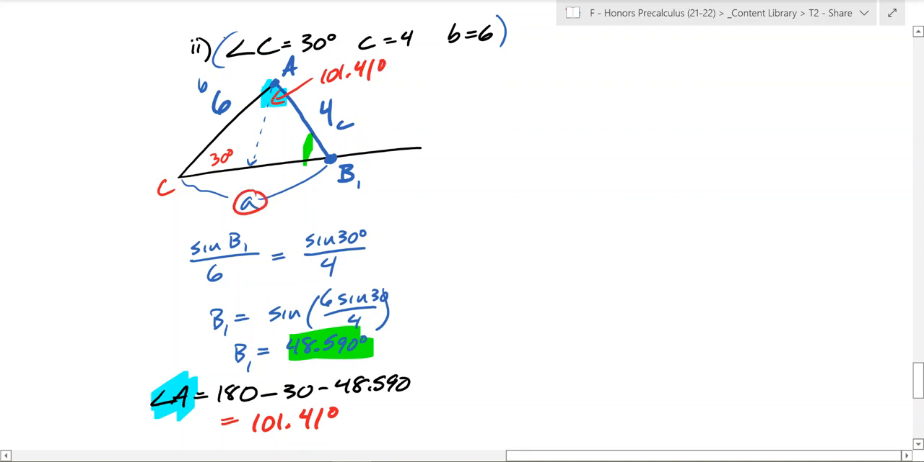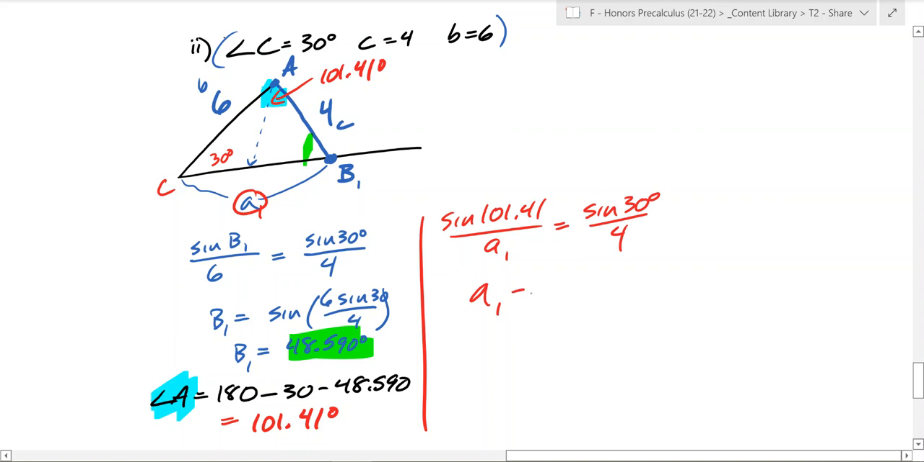We now need to find the side length of A. So we're going to use the law of sines to do that. So that means we'll call this A1 right there. So that means that sine of 101.41 over A1 is going to be equal to something we've used before, sine of 30 degrees over 4, the other ratio. So that means that A1, the first base there, is going to be equal to 4 times sine of 101.41 all over sine of 30. And you need a calculator for that. So that first missing base is 7.842.